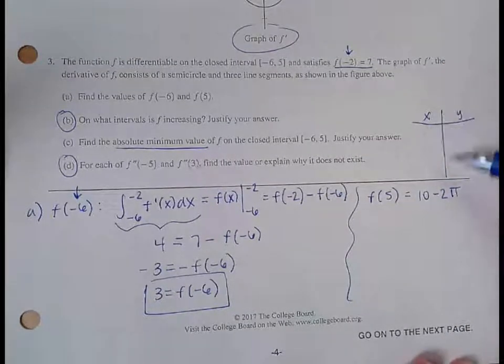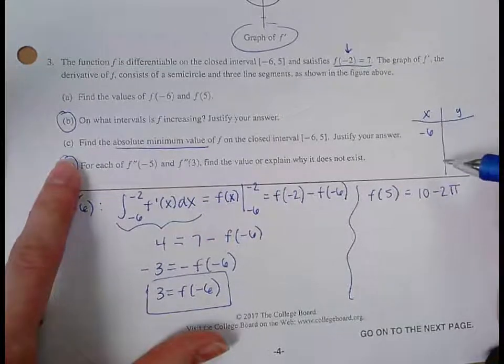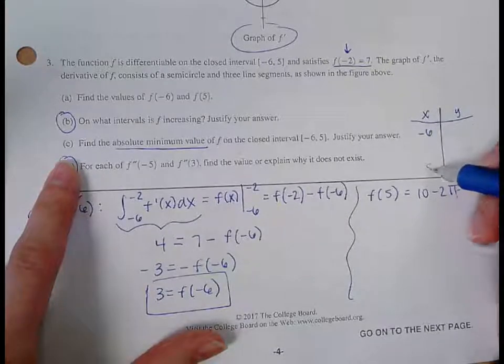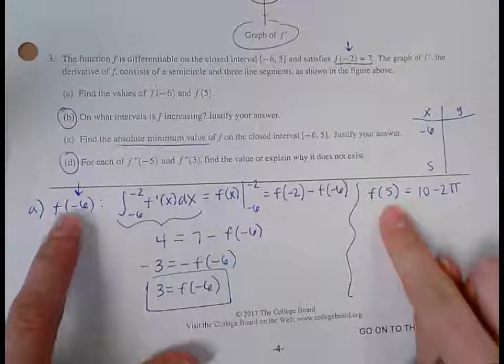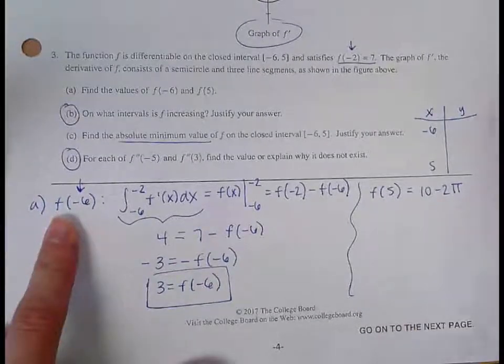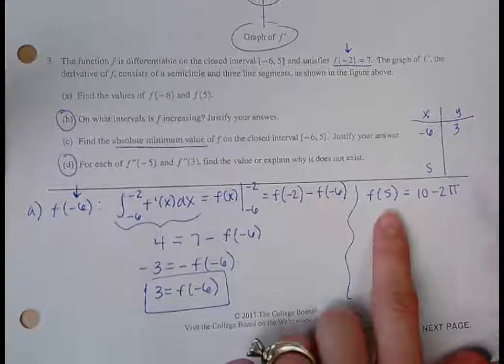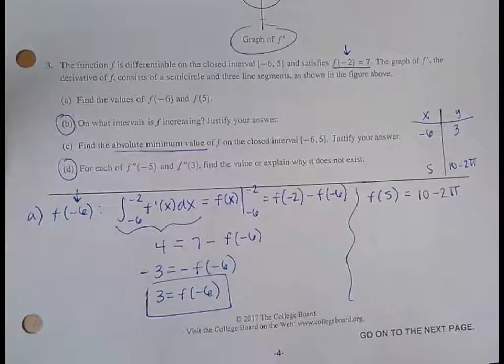So for part C, I would set up a table. Well, you wouldn't have to show it this way. I would set up a table, though, and say, okay, I'm going to find the function value at each of the endpoints, which you actually did in part A. So I know f of -6 is 3. I know f of 5. I just gave you the answer. I didn't show it, but you'd find it that same way. It's 10 minus 2 pi.